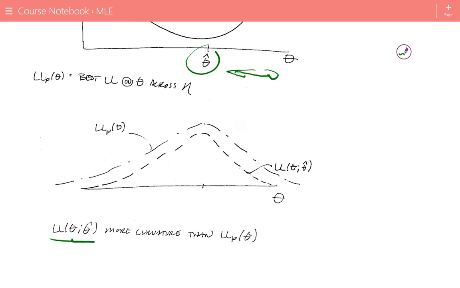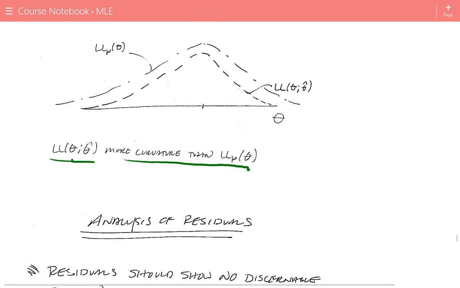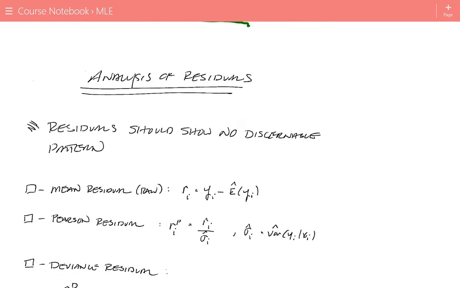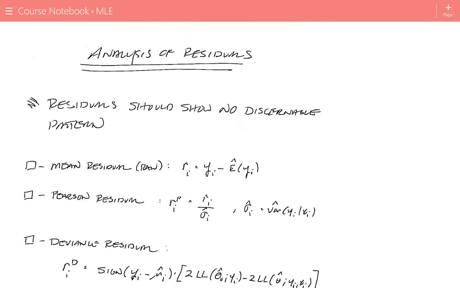Typically, the log likelihood is more curved than the profile likelihood. All right. Now, what about an analysis of the specification of the model itself? Well, you can look at residuals. And residuals should show no discernible pattern, with one caveat. I should say it should show no discernible pattern other than what is expected given the model.